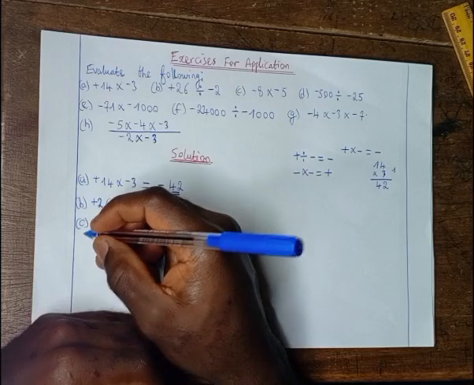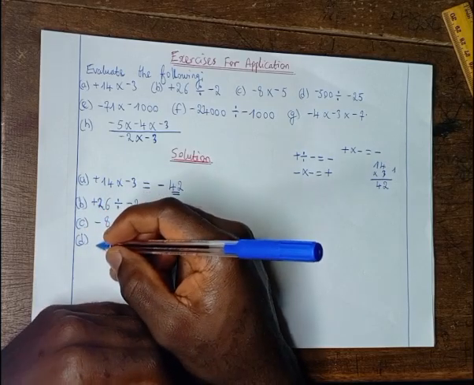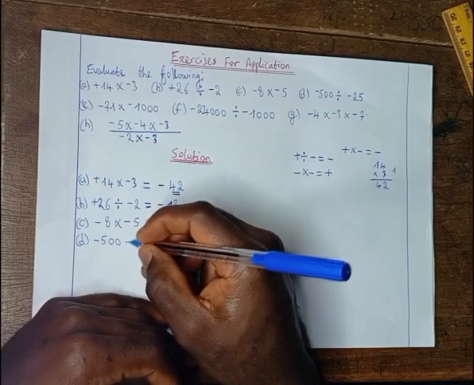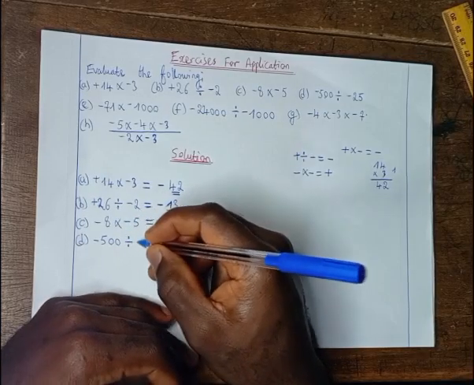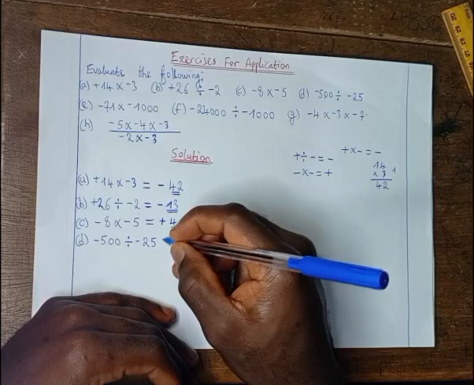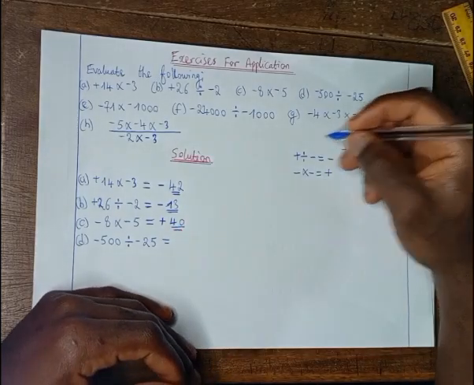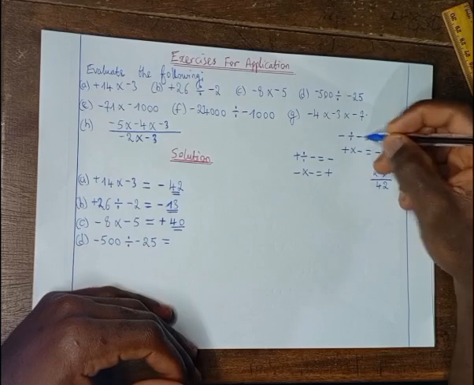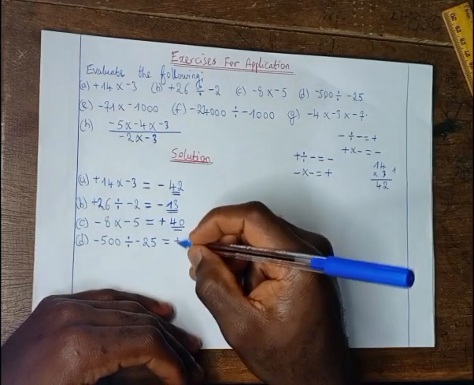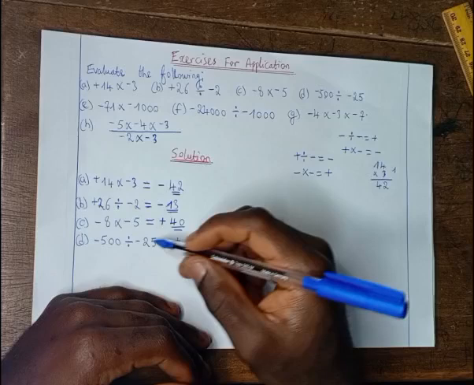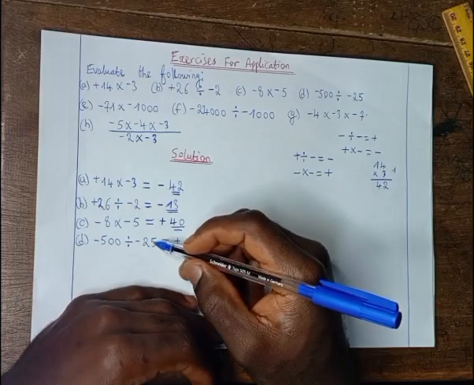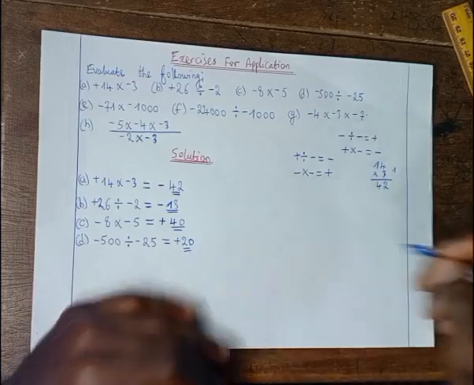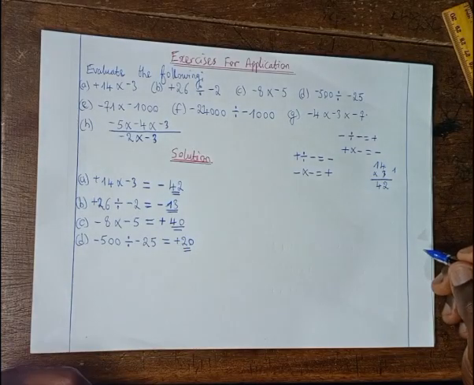If we go now to D, for D we have negative 500 divided by negative 25. If we divide a negative number by a negative number, the result will simply be positive. So here we have a positive sign. 500 divided by 25 will simply give us 20. So the answer will simply be positive 20.